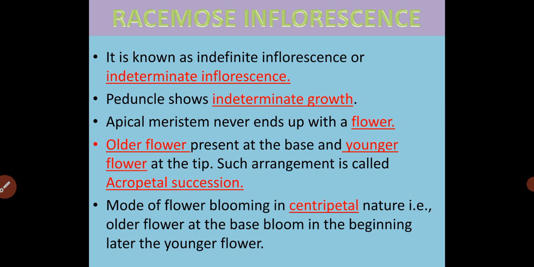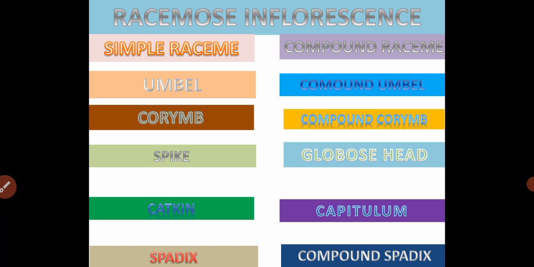Racemose inflorescence is called indeterminate inflorescence because the peduncle shows indeterminate growth and the apical meristem never ends with a flower. Here, it exhibits acropetalous succession, that is, older flower is present at the base and younger flower is present at the tip. And it shows centripetalous blooming, that is, older flowers open first and later the younger flowers.